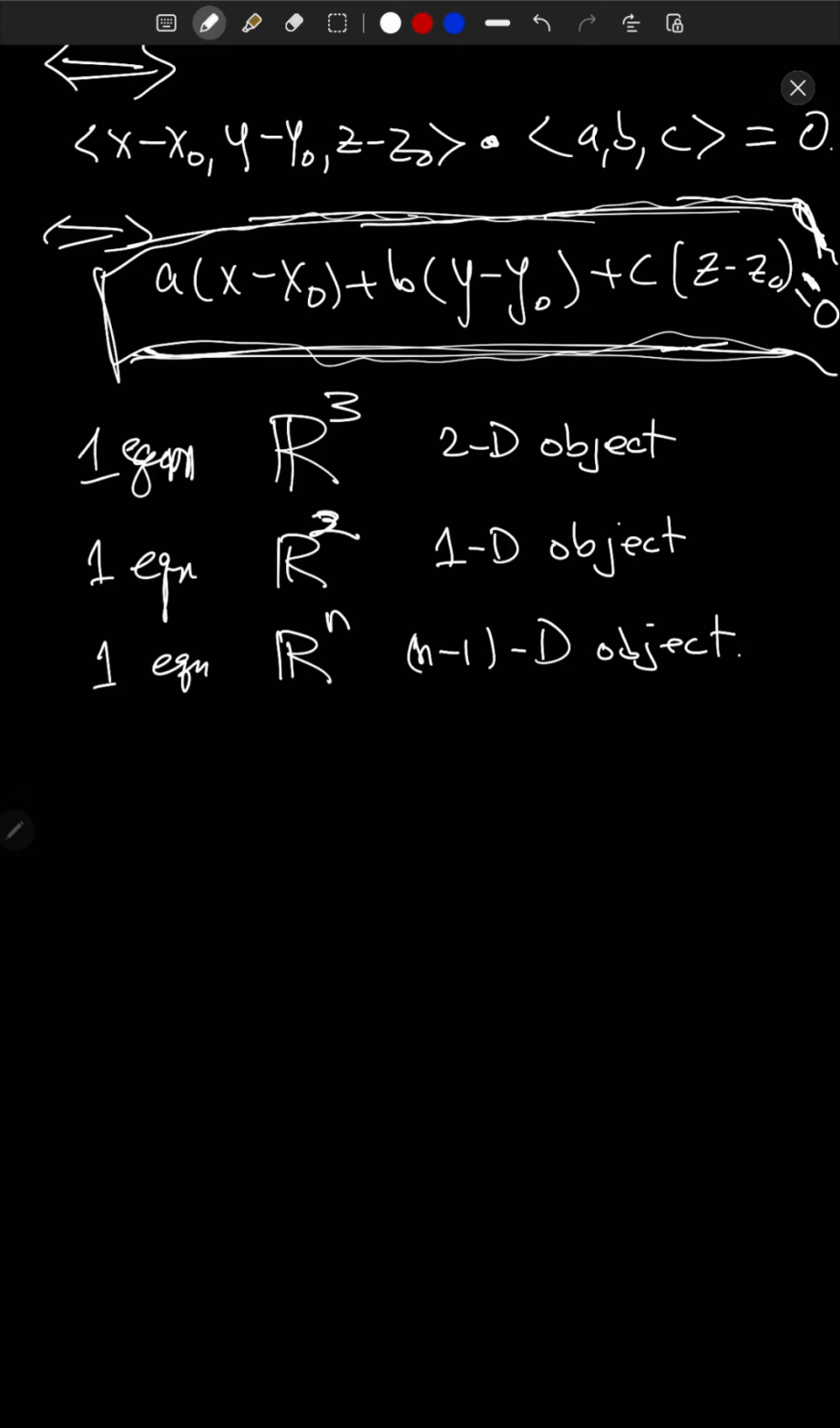Every time you add an equation, generically what happens is you lose a dimension in your object. So if I wrote down two equations in R3 and asked for the set of points that satisfy both equations, that's generally going to be a one-dimensional object. Of course, all of this is in general. There are definitely exceptions.